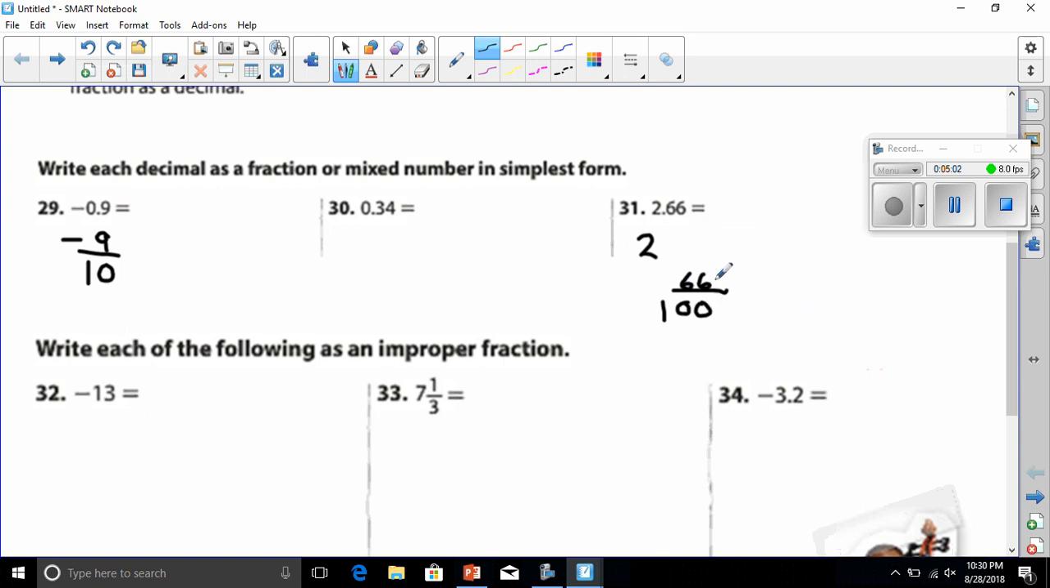But look, this can be reduced. We can divide both of these by 2. And that's going to give me 33 over 50. Unfortunately, we cannot go ahead and reduce this anymore. So our final answer will be 2 and 33 over 50.